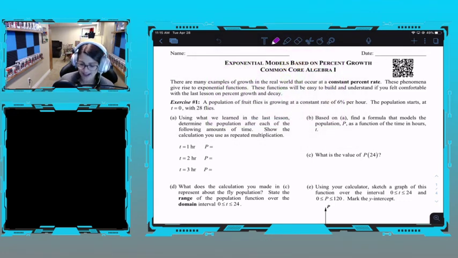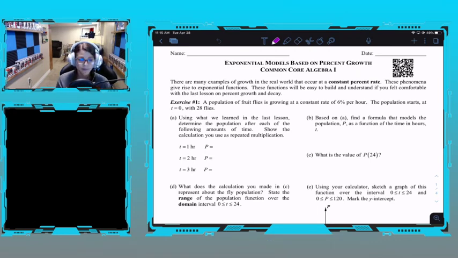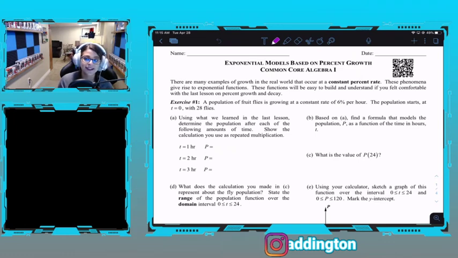So we are doing exponential models based on percent growth. Your homework tonight is going to be in Khan Academy. There are 2 practices in there.